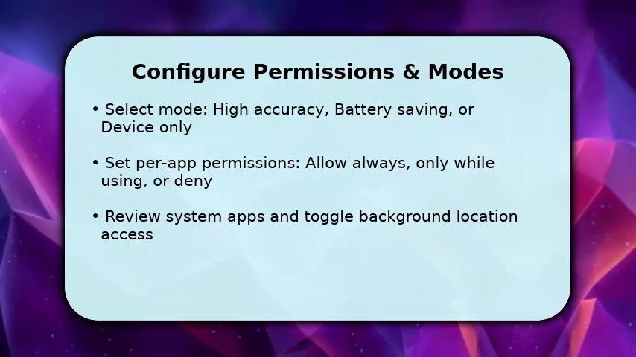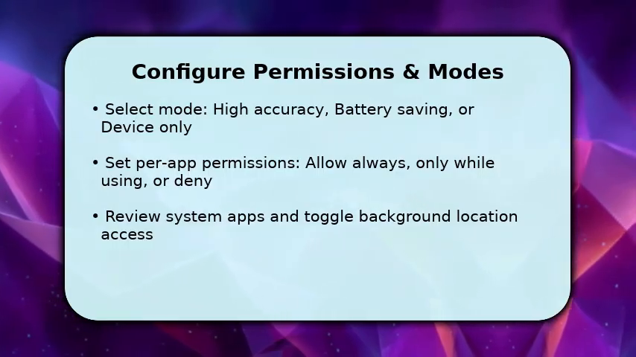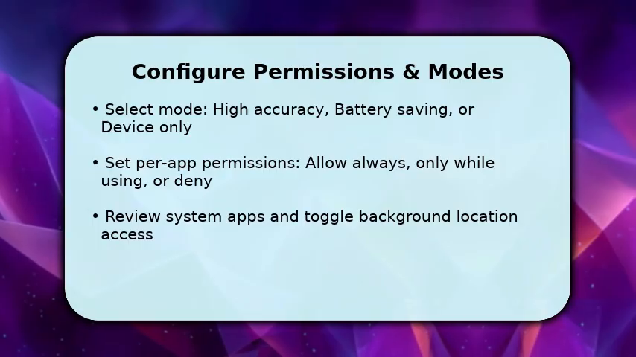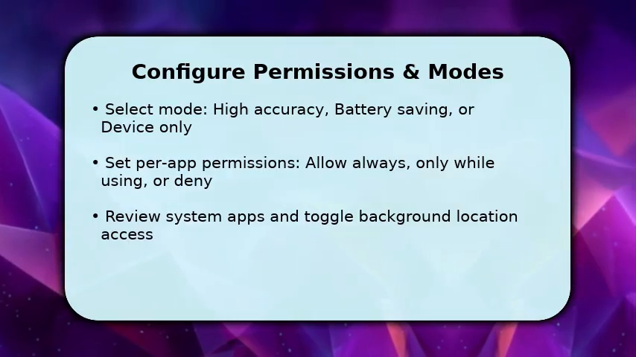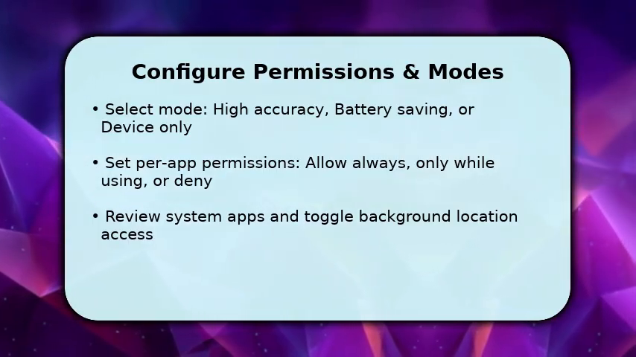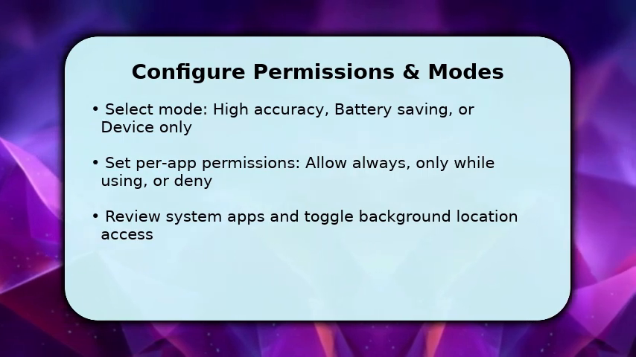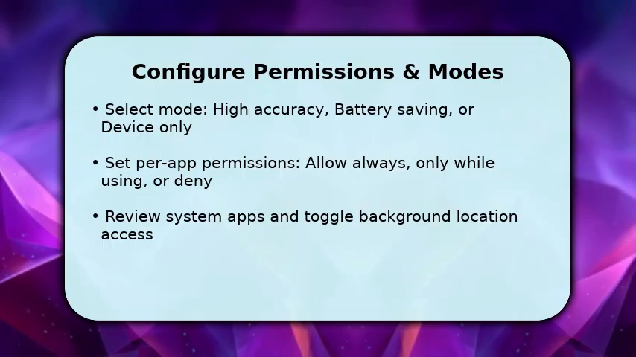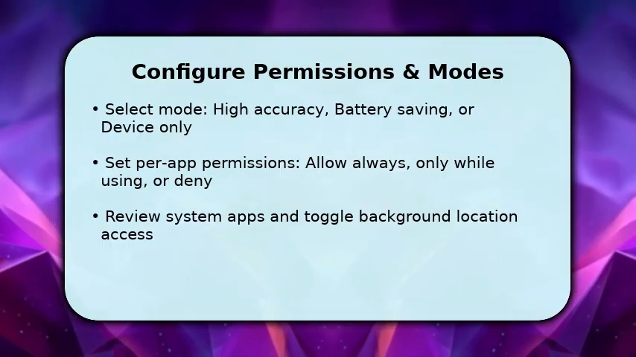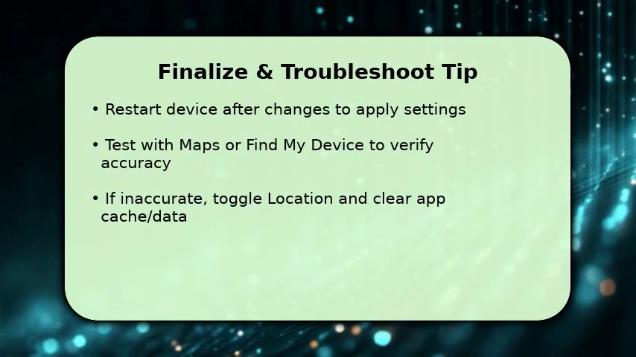After that, go through apps and assign permissions. Allow always for navigation apps, while using for occasional apps, and deny for unnecessary ones. Once permissions are set, check background location and system services like time zone or emergency location to make sure required services have access without opening every app each time. Finish by restarting your device.